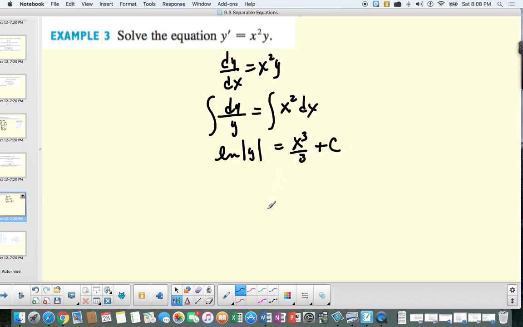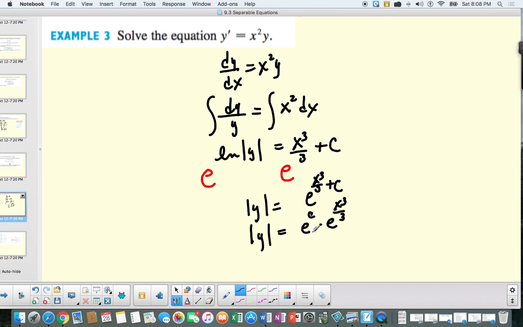Now we can solve for y by exponentiating both sides. And when we do that, the natural log and the e cancel, and this becomes absolute value of y equals e to the x cubed over 3 plus c. Now I can go ahead and write e to the c times e to the x cubed over 3. And then I can drop the absolute value sign, but when I do that I have to introduce plus or minus.